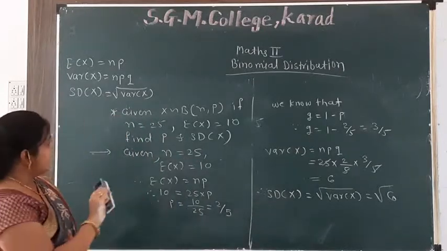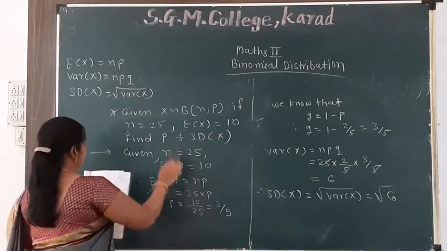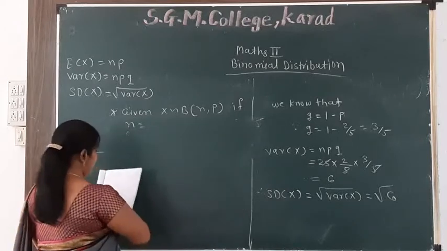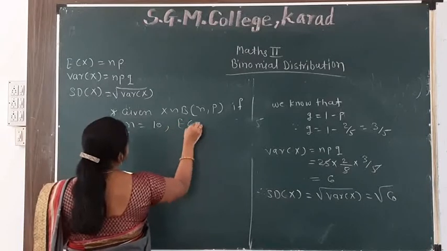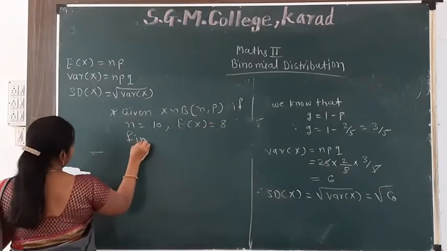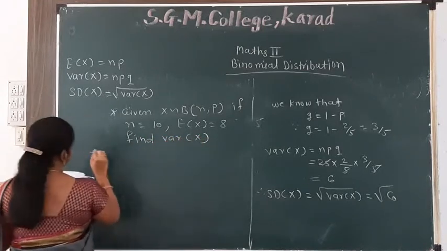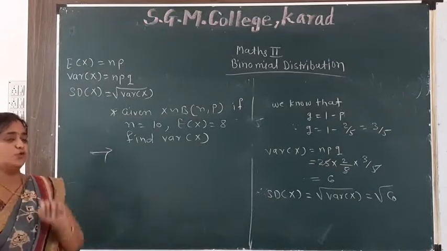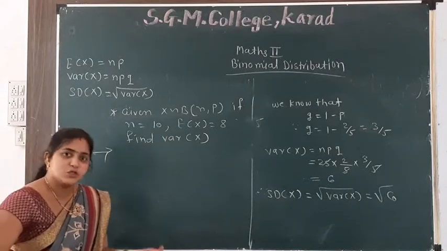Given X is a binomial distribution with parameters n and p, if n is equal to 10 and E of X is equal to 8, find the variance of X. To find the variance of X, we calculate npq. Here the n value is given, but the p value is not given, and the q value is also not given.